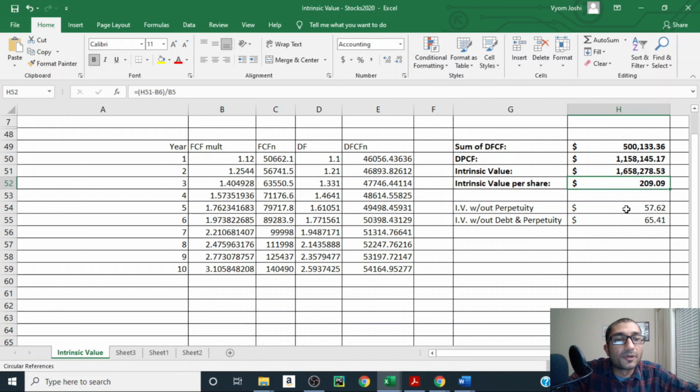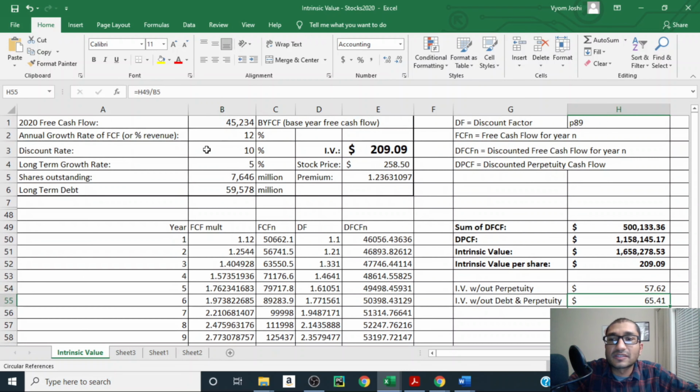Now, if we disregard the perpetuity component, in other words, if we think that Microsoft is only going to grow for the next 10 years and then it'll cease to exist, then we get the intrinsic value without the perpetuity to be about $58 per share. And if we disregard both the debt and the perpetuity, then we get the intrinsic value without the debt and perpetuity to be about $65 per share.